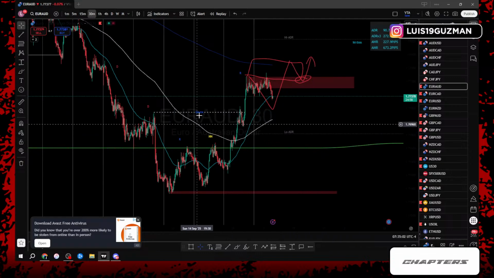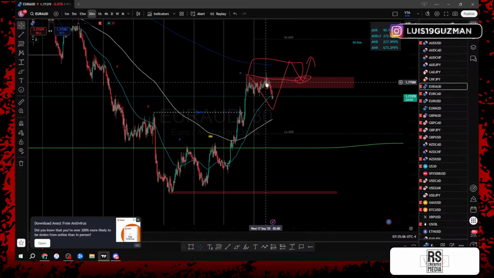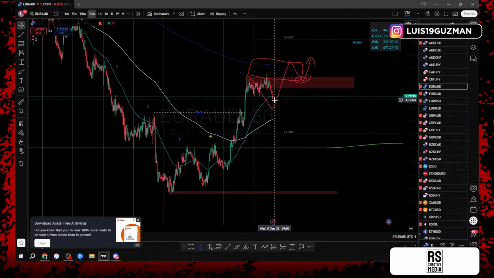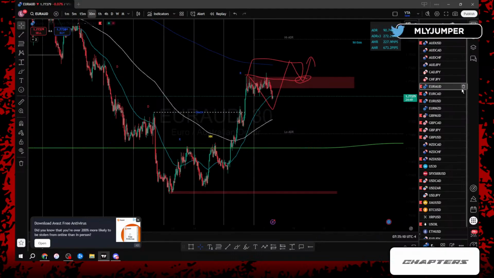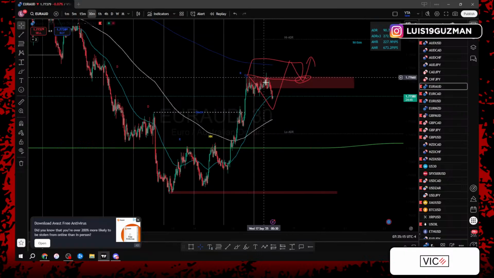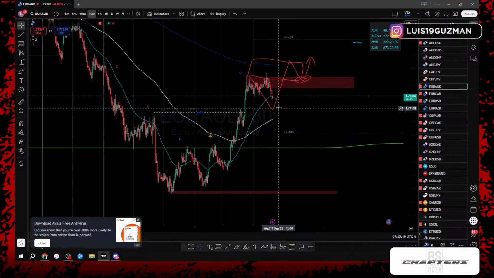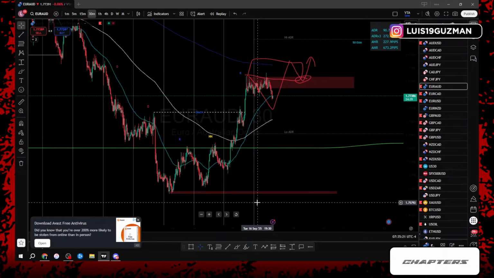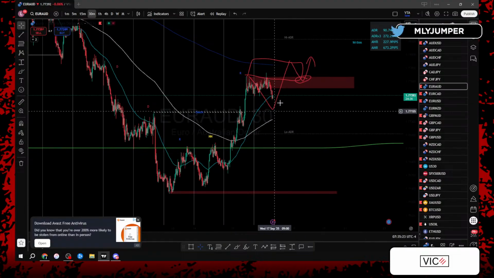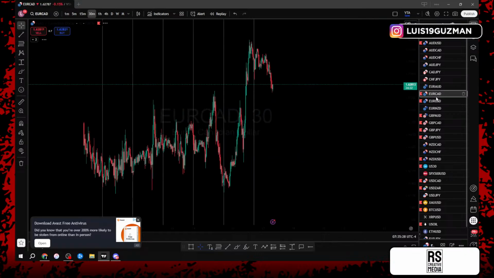For EA, it gave us a change of character and it gave us an inducement. It has not given us the break of structure just yet. Price here is just moving sideways. So what I would have loved to have seen for EA is a valid break of these highs to give us that valid break of structure retest, to then continue to look for those buy positions back to the top side. So right now, I could already tell you EA is not going to be a trade I'm going to be looking at.